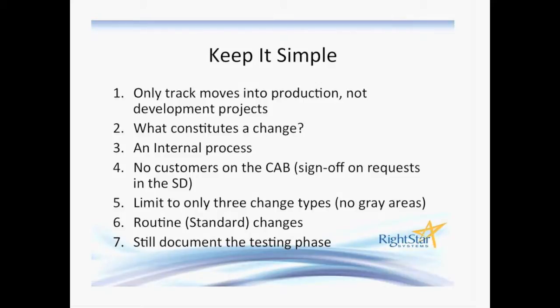Number 5, limit yourself to only 3 types of changes. This comes right out of the ITIL playbook. The 3 types of changes are emergency changes, and we have those, things that have to be done in a quick manner. We don't have time to test it. We don't have time to scrutinize it by a CAB. We need to do something now to bring a system back up. And so we do have, unfortunately, emergency changes.